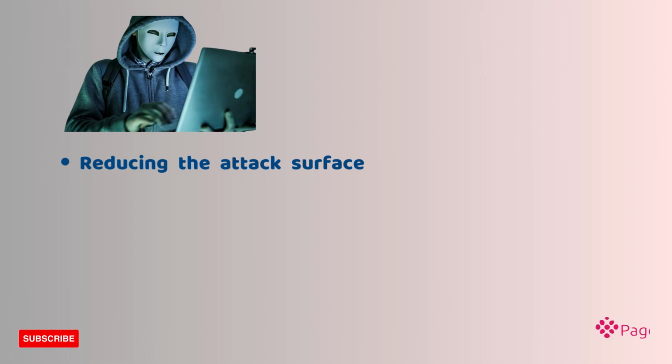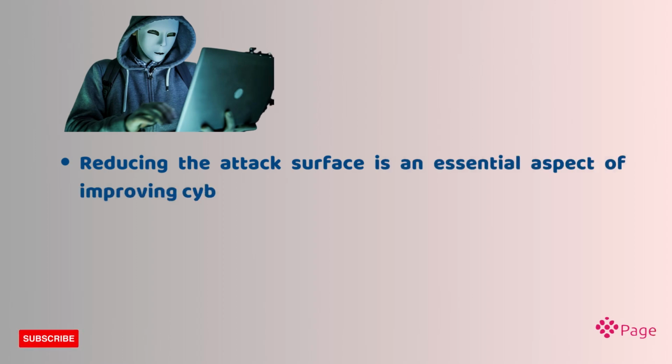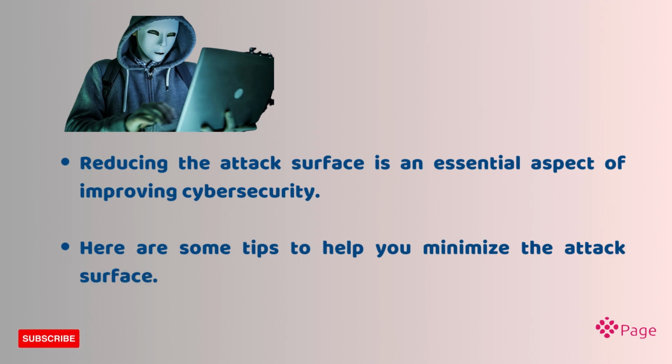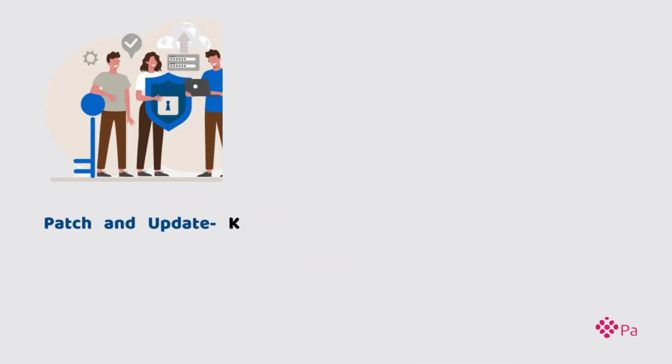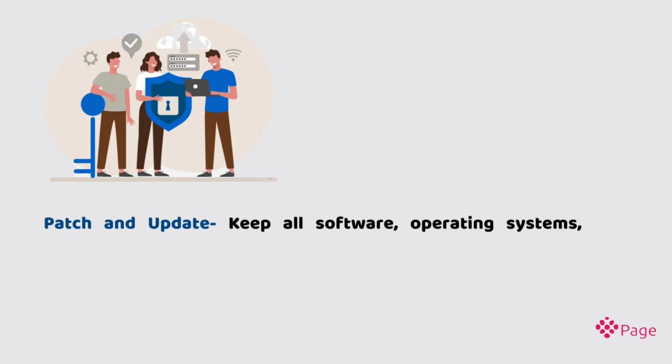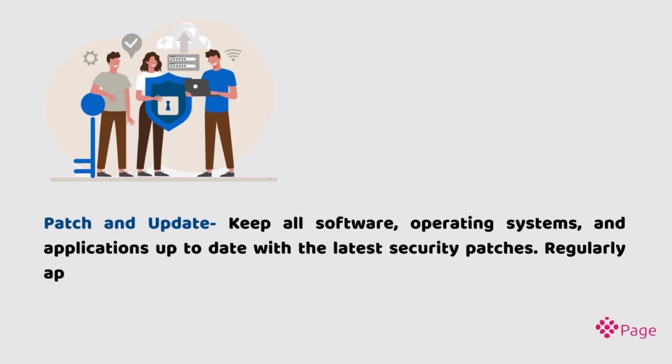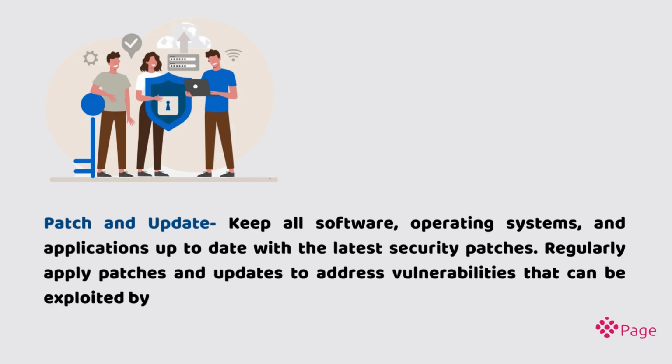Reducing the attack surface is an essential aspect of improving cybersecurity. Here are some tips to help you minimize the attack surface. Patch and update. Keep all software, operating systems, and applications up to date with the latest security patches. Regularly apply patches and updates to address vulnerabilities that can be exploited by attackers.